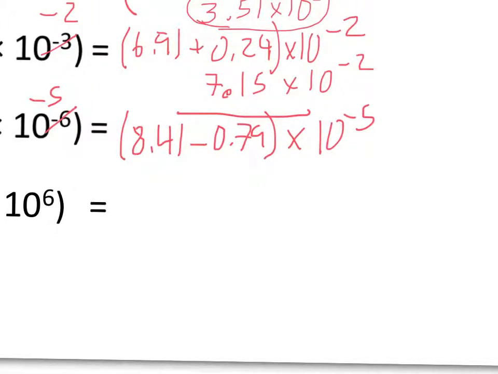When I perform the subtraction on these coefficients, I get the number 7.62 times 10 to the negative 5. Again, that number is proper scientific notation. I don't have to do anything to it. So that is the correct answer there.